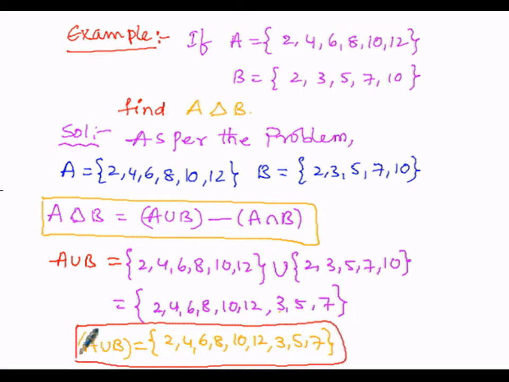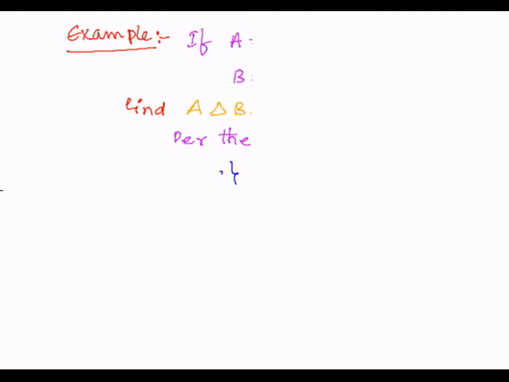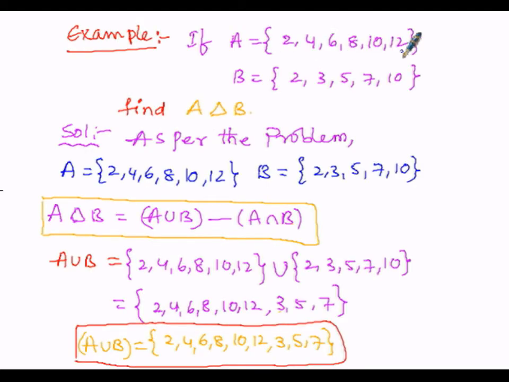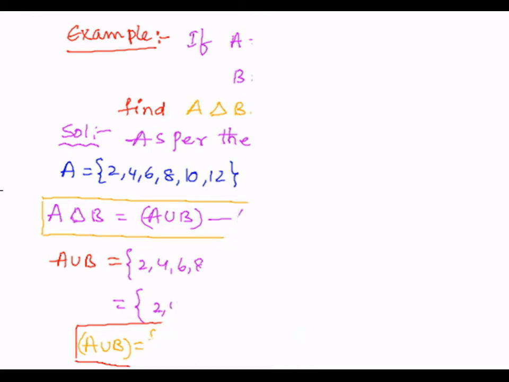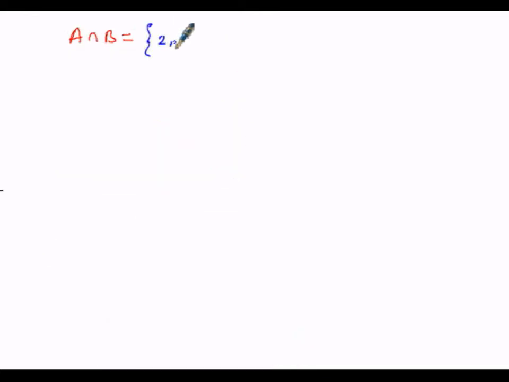So here we got A union B, that is the first bracket. Now we are going to find out the second bracket, that is A intersection B. Here A intersection B is given by means of set A elements, which as per the problem are 2, 4, 6, 8, 10, 12. These are the elements of the first set, A.